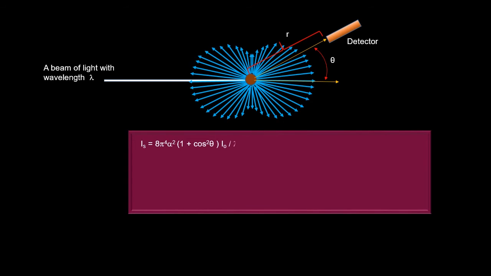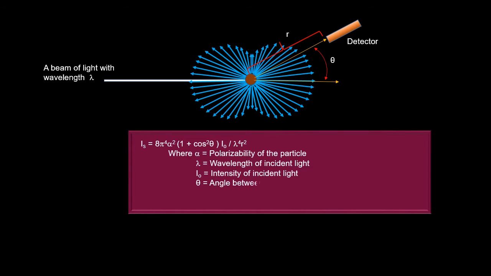whole divided by wavelength to the power 4 r square, where alpha is the polarizability of the particle, lambda is the wavelength of incident light, I0 is the intensity of incident light, theta is the angle between the directions of incident and scattered lights, r is the distance from the center of the scattering and the detector, and Is is the intensity of the scattered light.